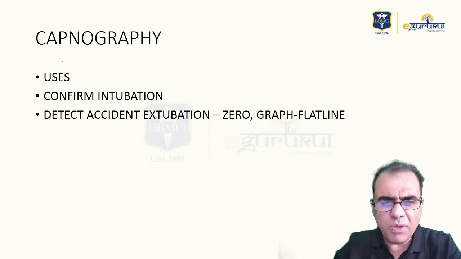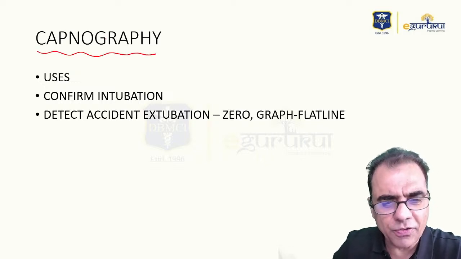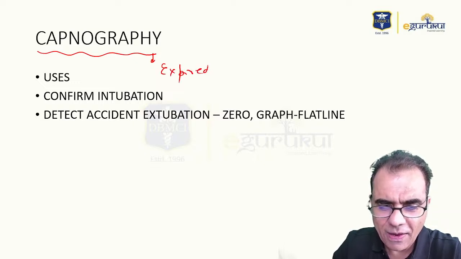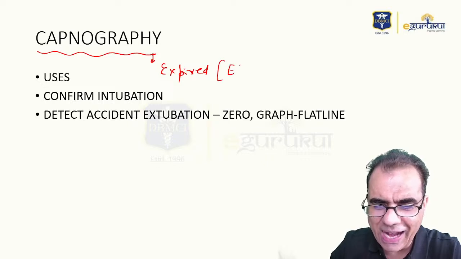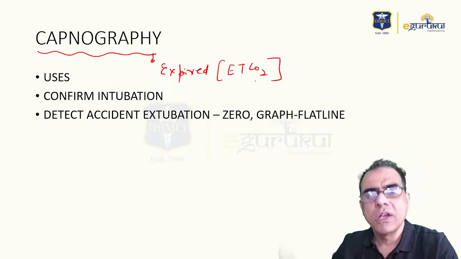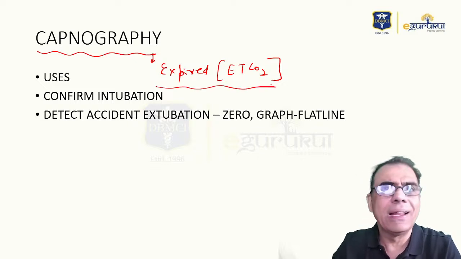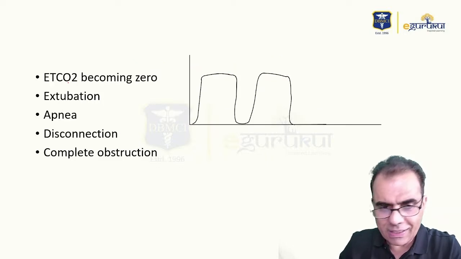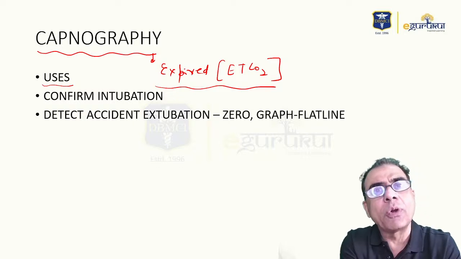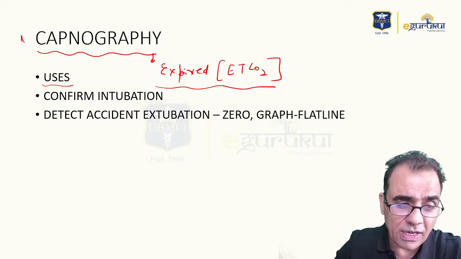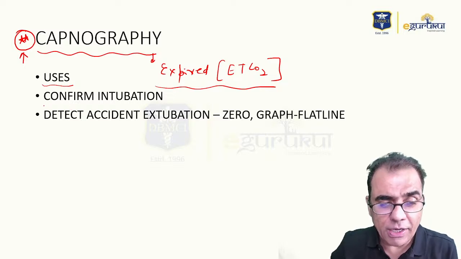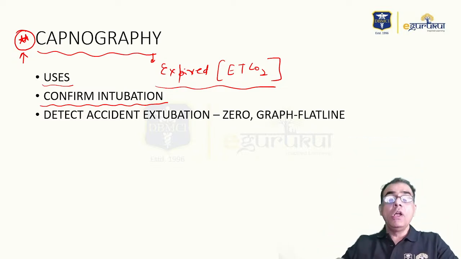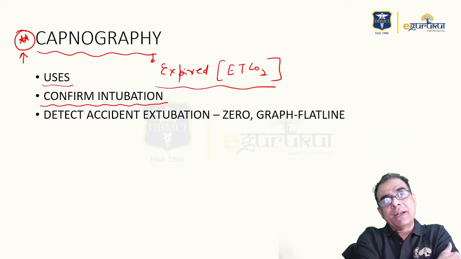Then one of the very, very important respiratory monitors is capnography, which I told you is the measurement of expired, or you can say end-tidal, carbon dioxide. So what are the uses of capnography? Again, capnography is very important. I told you it is used to confirm the intubation, as it is the measurement of expired carbon dioxide.